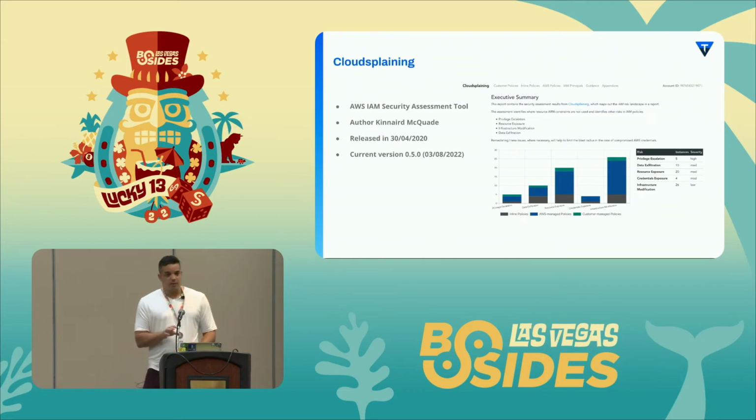But the good thing about this tool is that it downloads your IAM policies, inline policies, custom policies, and AWS policies, and analyzes those policies looking for privilege escalation techniques, possibilities of data exfiltration, resource exposure, credential exposure, and infrastructure modification. So you generate a pretty HTML report with those techniques and these graph bars and things like that. So it turns out it's pretty easy to analyze privilege escalations with this tool.